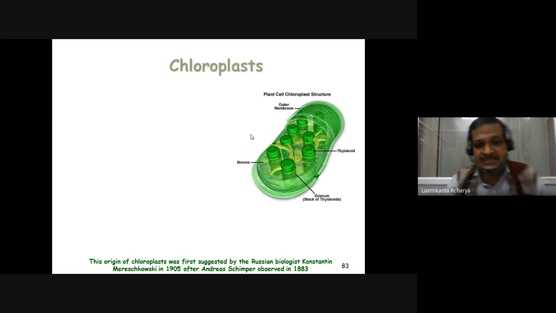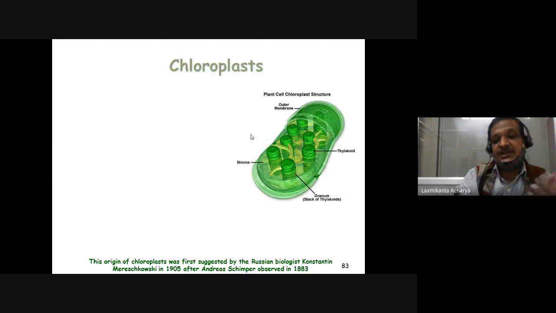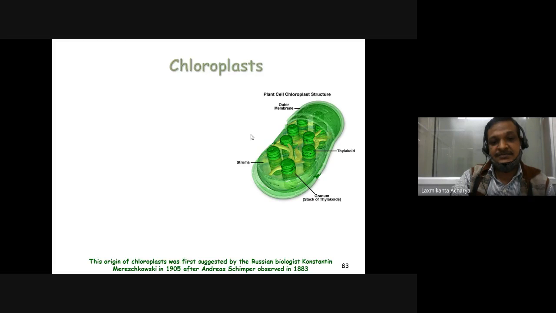Okay, so Schimper observed these organelles in cells in 1883. However, Konstantin Mereschkowsky had spoken regarding this chloroplast, but the discovery was done by Schimper.